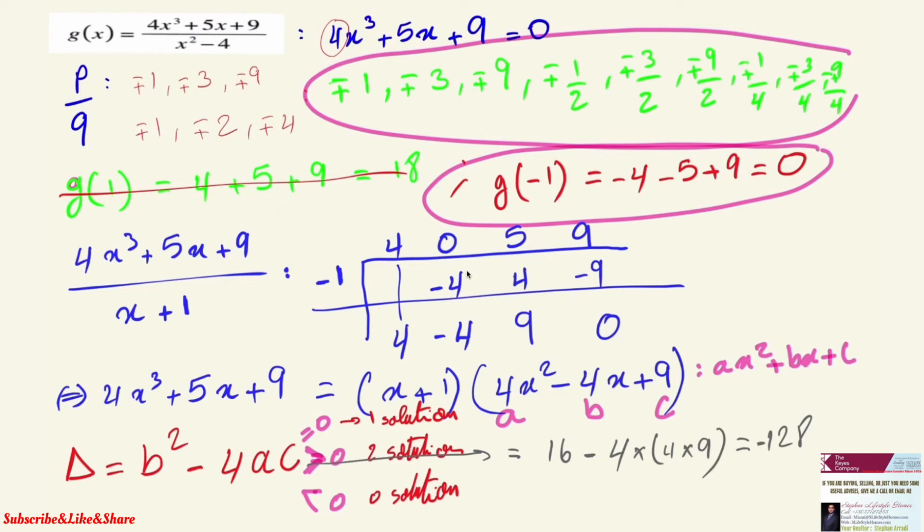In this case, this function has just one real zero, and it is going to be x equal to negative 1. That is the only real zero that this function has.